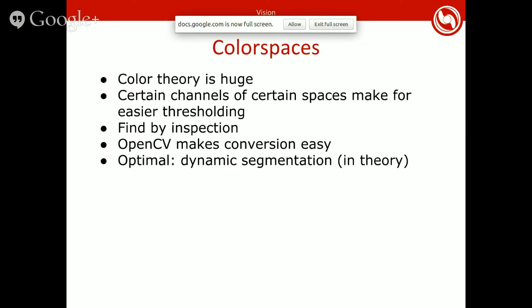Each channel has a single value per pixel, so it's grayscale. Usually it's 0 to 255, or you can have continuous HDR or some stuff like that. And OpenCV has a lot of function calls that make this conversion very easy. You can just call cvtColor, and it's going to take you from one color space to another.